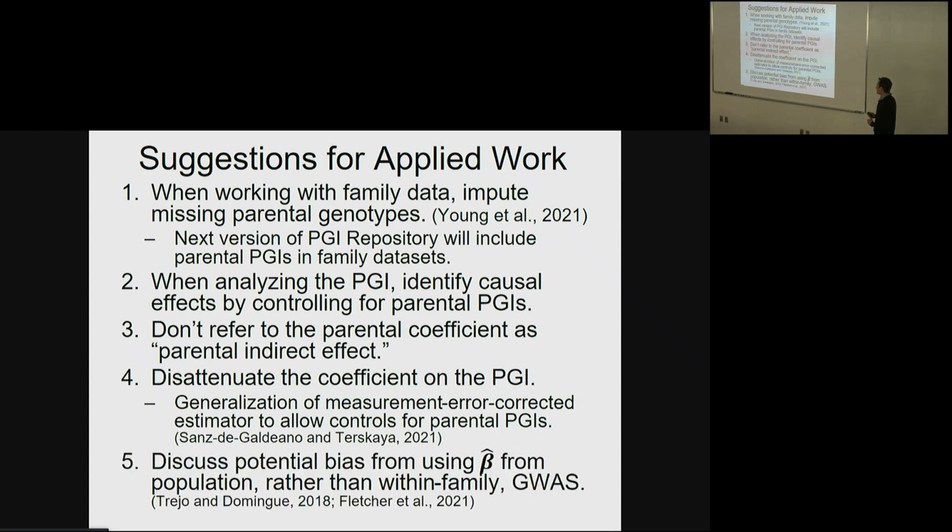And then finally, the common practice today, because we don't yet have these large within family GWAS, is to use the PGIs from population GWAS and then look at within family variation. If you want to interpret that, it's different from the direct effect of the PGI that you would get from the within family GWAS. There are some papers that work through what that bias is. So that's something else that should be acknowledged in the way the work is being done now.